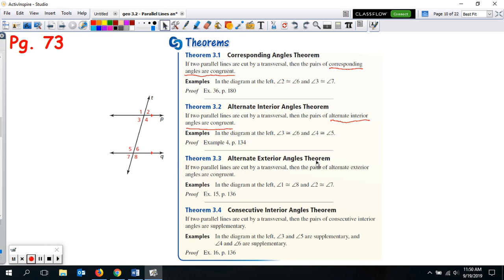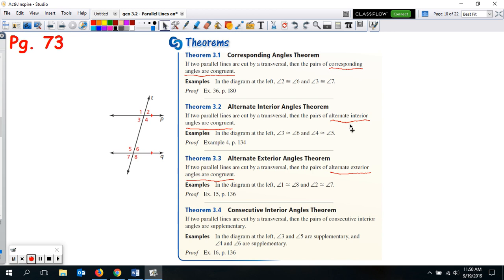Alternate exterior angles, same situation. If you have 2 parallel lines cut by the transversal here, then alternate exterior angles are congruent as well. So these are all going to be congruent. Again, alternate means one on the left, one on the right of this transversal line, and they're on the outside. So we're talking about 1 and 2 and 7 and 8. 1 and 8 are alternate exterior, and those are congruent. 2 and 7 are also congruent. These are things we can conclude.